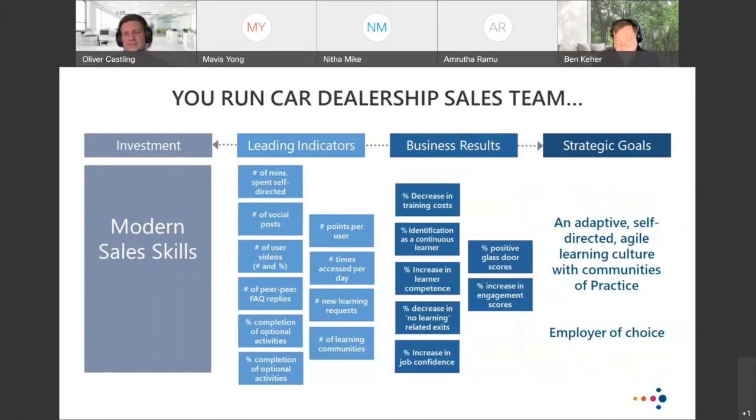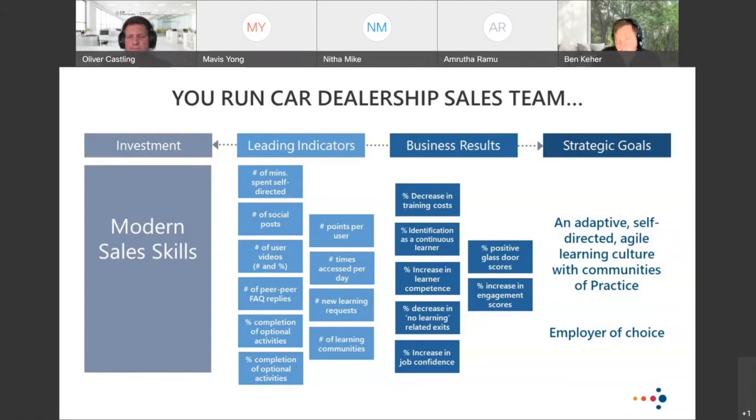So I've just kind of summarized this into a very simple version. We want to be an employer of choice. So some business results might be, if I change my learning and make it really about my learners, maybe I might see an improvement in Glassdoor reviews. I might see an increase in engagement scores. I might see a decrease in training costs because learners are driving the learning themselves, and I'm not having to build new programs. I'm seeing an increase in job confidence, a decrease in non-learning related exits. What I mean by that is when I perform an exit interview, lack of learning opportunities isn't the reason people tell me about.